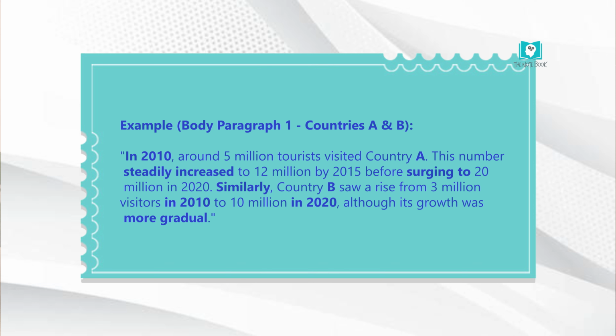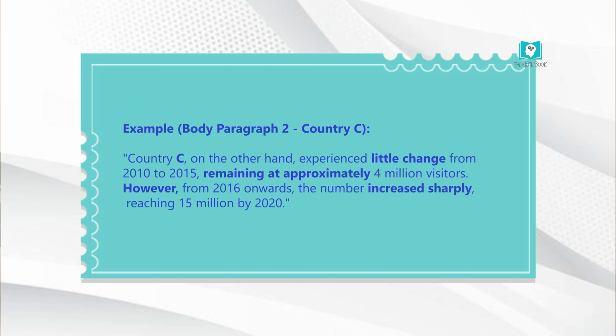Similarly, country B saw a rise from 3 million visitors in 2010 to 10 million in 2020, although its growth was more gradual. Example body paragraph 2, country C. Country C, on the other hand, experienced little change from 2010 to 2015, remaining at approximately 4 million visitors. However, from 2016 onwards, the number increased sharply, reaching 15 million by 2020.